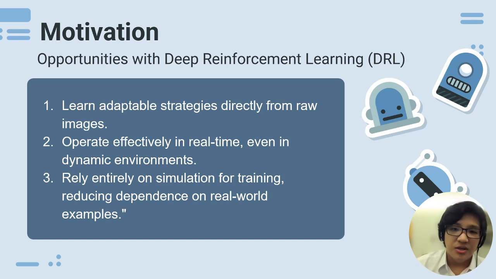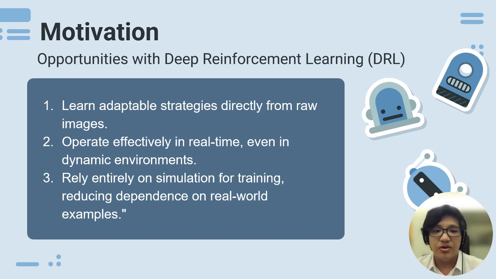Deep reinforcement learning provides a pathway to overcome these limitations. By combining RL with visual data, robots can learn to adapt strategies directly from raw images, operate effectively in real time, and even in dynamic environments. They can rely entirely on simulations for training, reducing dependency on real-world examples.